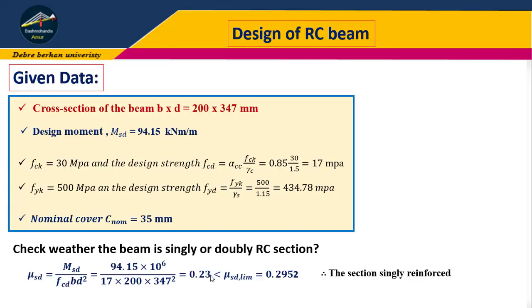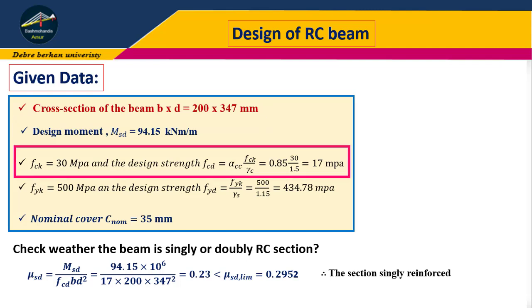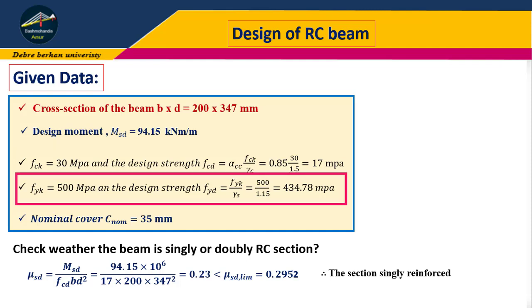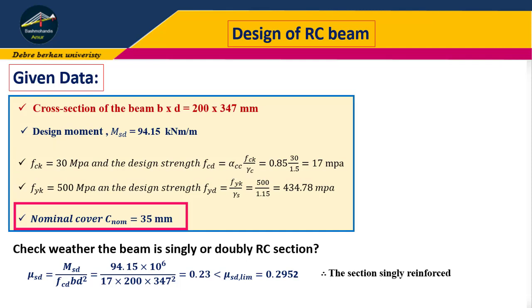In the design of a reinforced concrete beam, if we know the cross-section of the beam, which means the width and depth of the beam, if we know the design moment, and if we know the characteristic strength of concrete, the characteristic yield strength of steel and the nominal cover, we can easily classify the beam as a singly or doubly reinforced section.